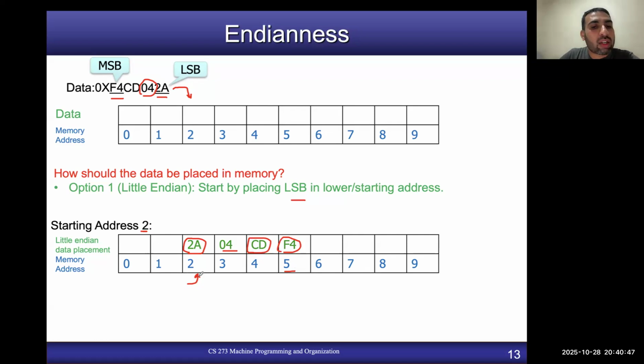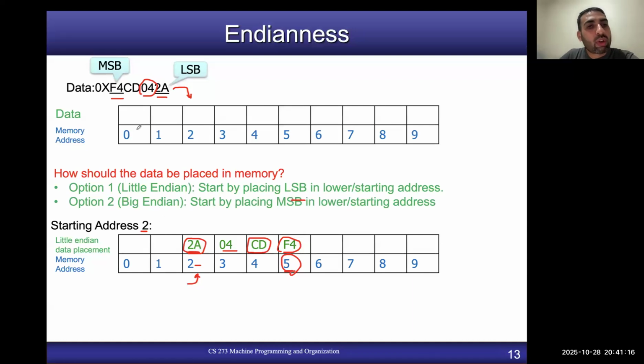So here the point is that you start putting the data in the memory starting from the least significant byte. The least significant byte has the lowest address, and the most significant byte has the highest address. So 2A has the address 2 and F4, which is the most significant byte, has the address 5. This is known as little endian. You start from the little side, the least significant side, to put the data in the memory.